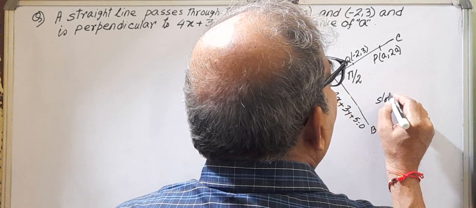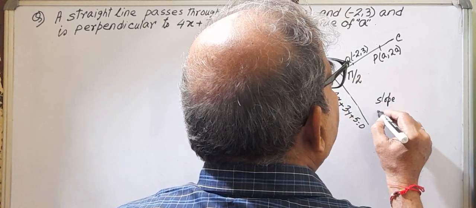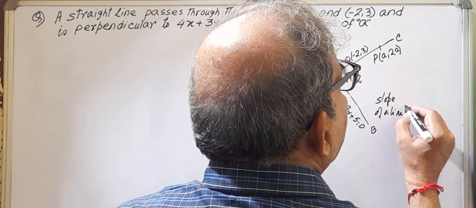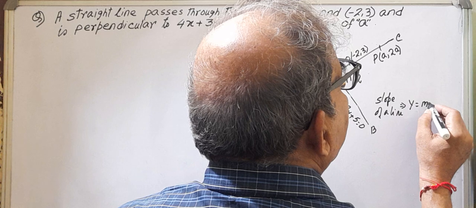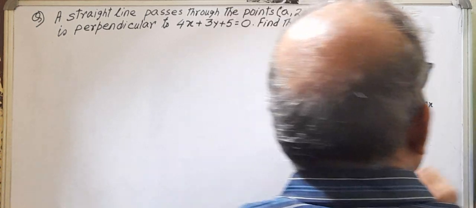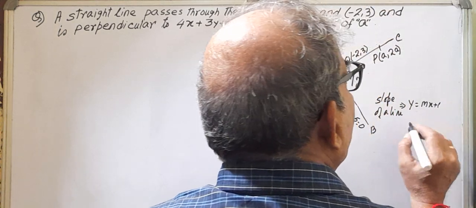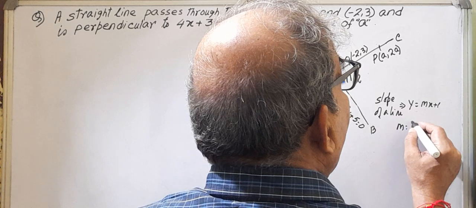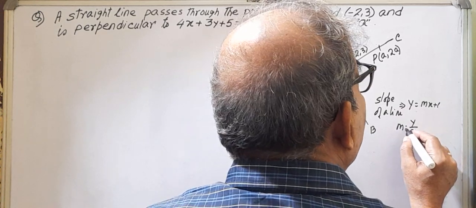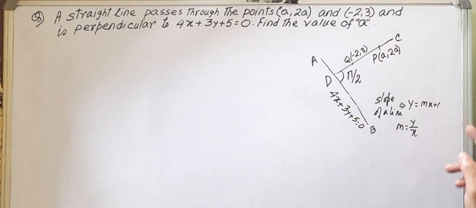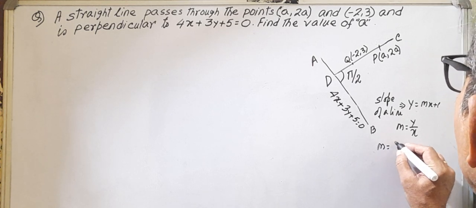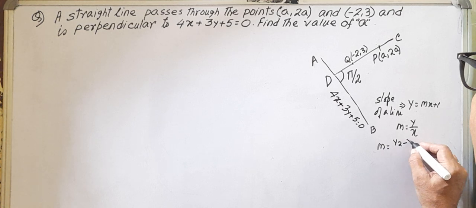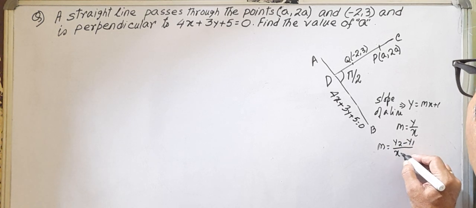The equation of a line is y = mx + c, where c is a constant. Therefore, m = y by x. Here there are two different y values, so y1 and y2 are mentioned. Therefore, the slope m = (y2 - y1) / (x2 - x1).